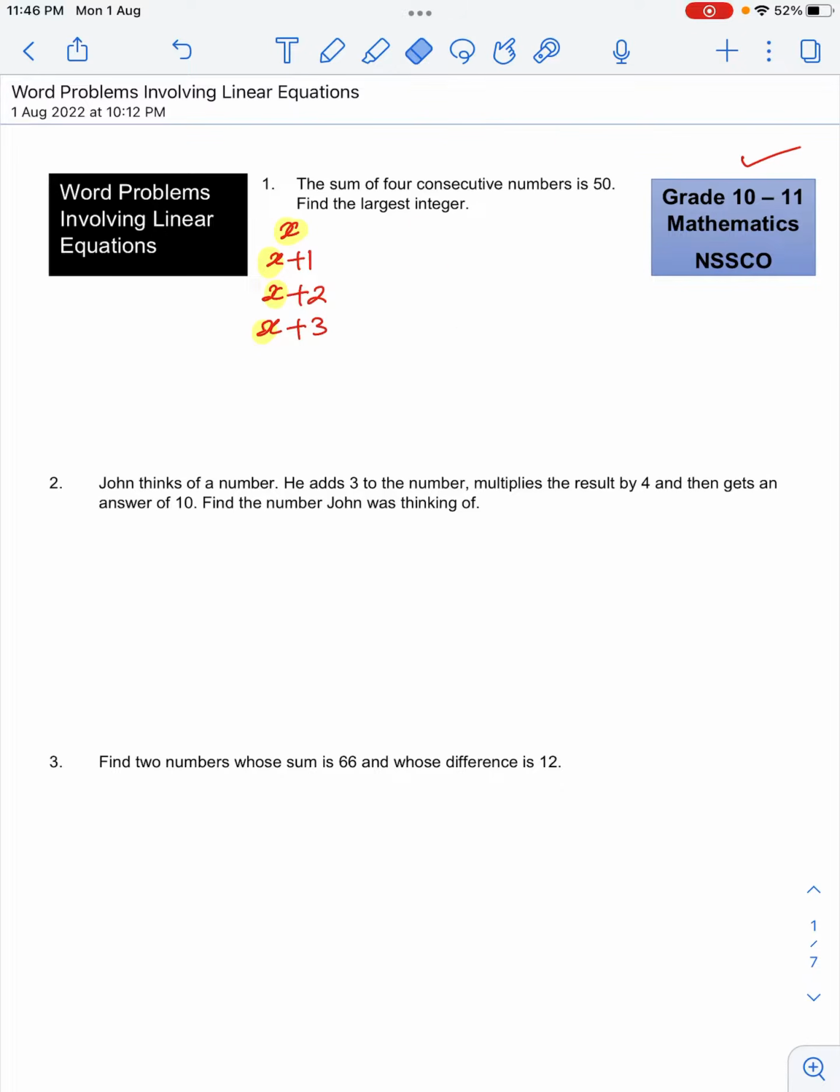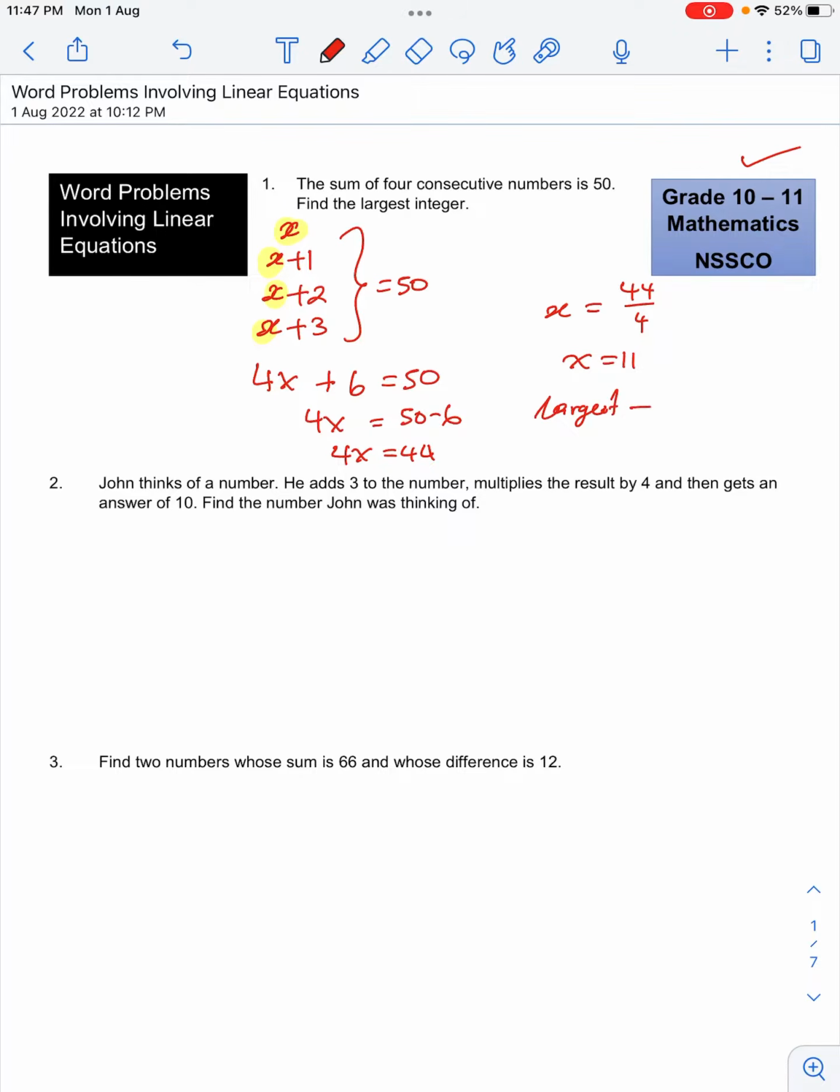Bottom line is, if we add these things, they should give us 50. So that means it's 4x plus 6 equals 50. And so you go ahead then and you solve this equation. You will see that the value of x is 11. So the largest one of them would therefore be 11 plus 3, which in this case is 14.